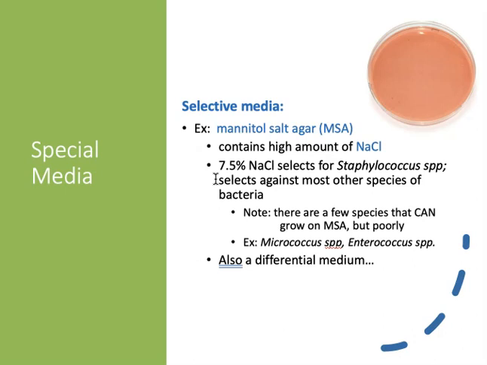These include Micrococcus species and Enterococcus species. They can grow on MSA, but they will only grow quite poorly on the medium. Staphylococcus, in comparison, will grow quite well on MSA. Now, MSA, it turns out, is also a differential medium, and we'll talk about that in just a minute.